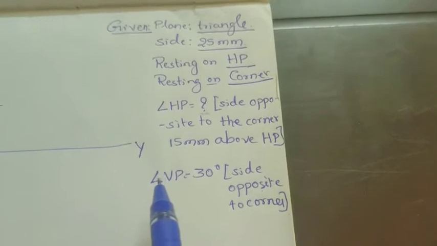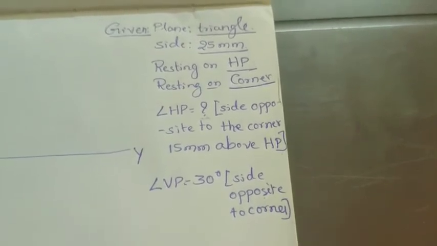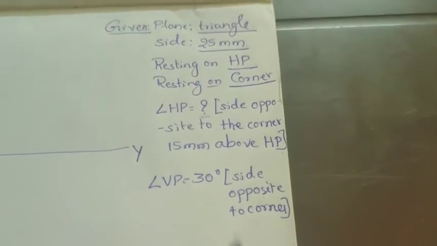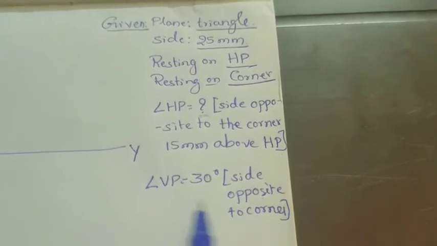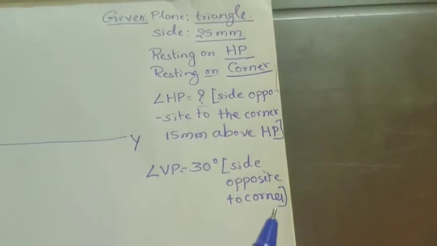Then after that, angle with respect to VP is given. Angle with respect to VP is 30 degree, and that also is given. Side opposite to the corner is having 30 degree with respect to vertical plane.